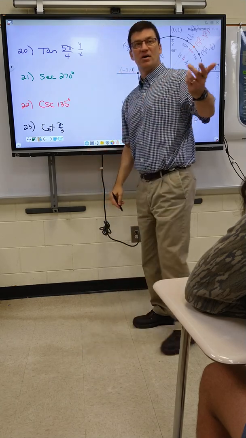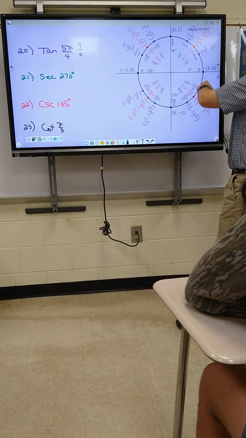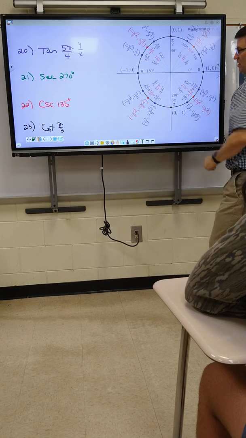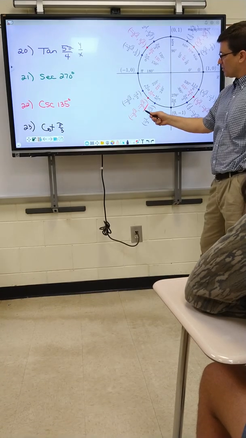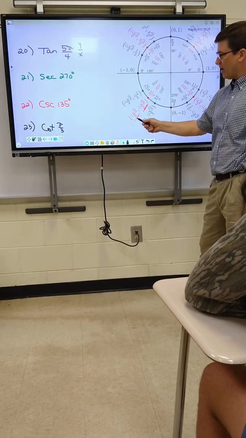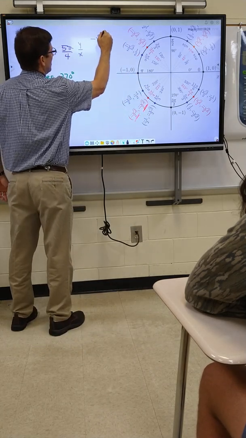This is how I had y'all do this about 8 weeks ago. You go to 5 pi over 4. Let's find it. There it is right here. So I do y first, and I divide by x. Now just watch me, y'all. Don't write this down yet.